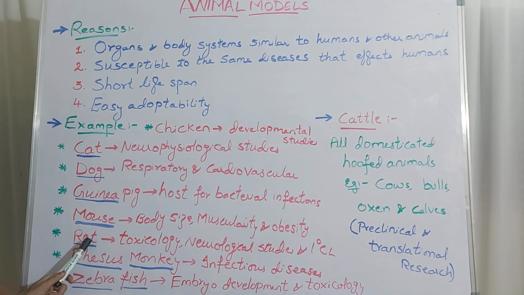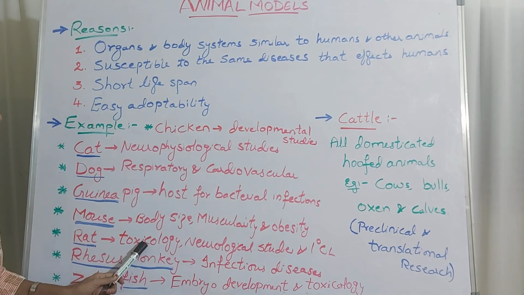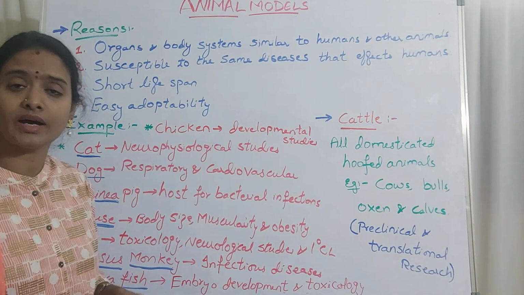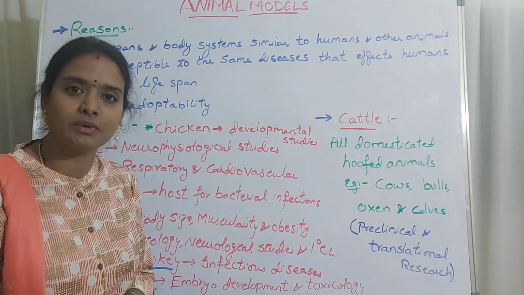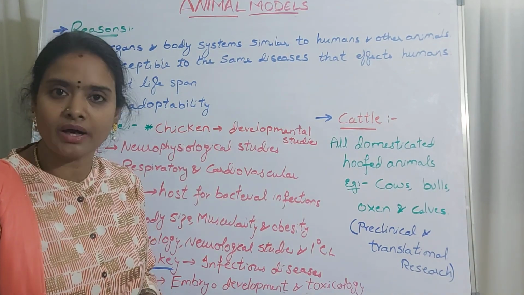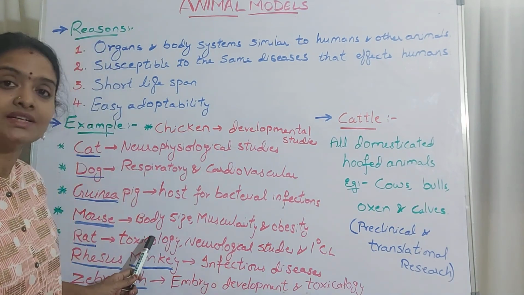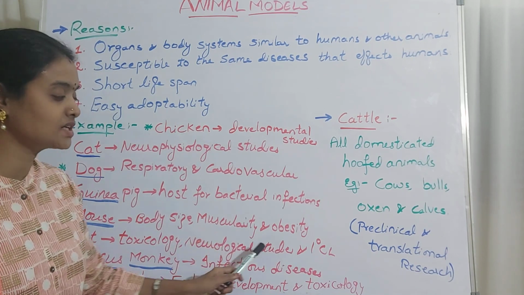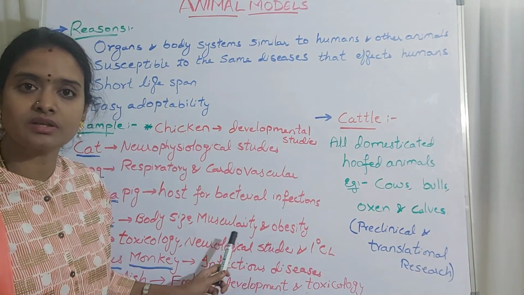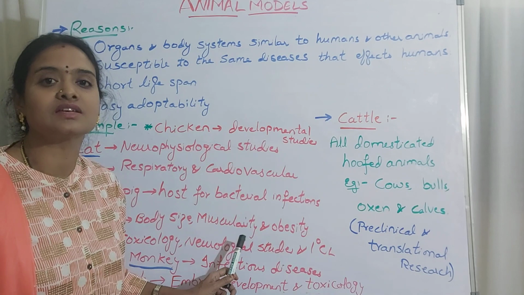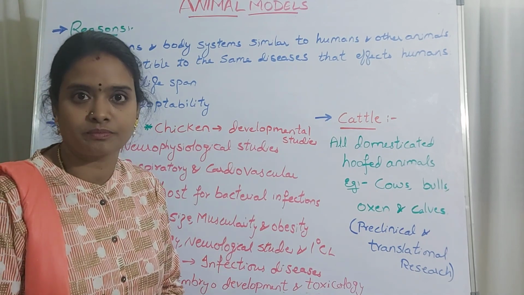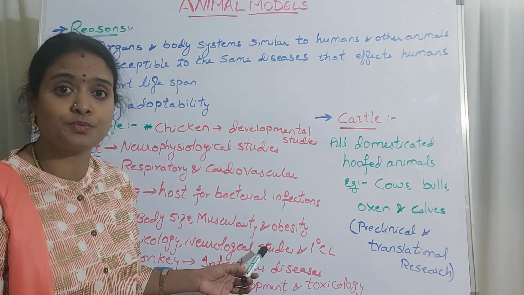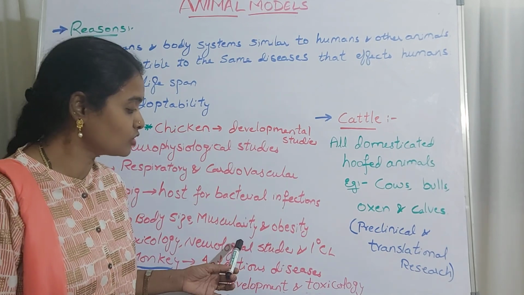Then it is the rat. The rat is mainly used in toxicology studies. Toxicology study means you have to test the drug or the chemical before releasing it into the market. So the toxicity testing is done on these rats. And also neurological studies are done. In neurological studies, again they study the nervous system and the diseases which are responsible, and what the response of the drugs or the medicines is.